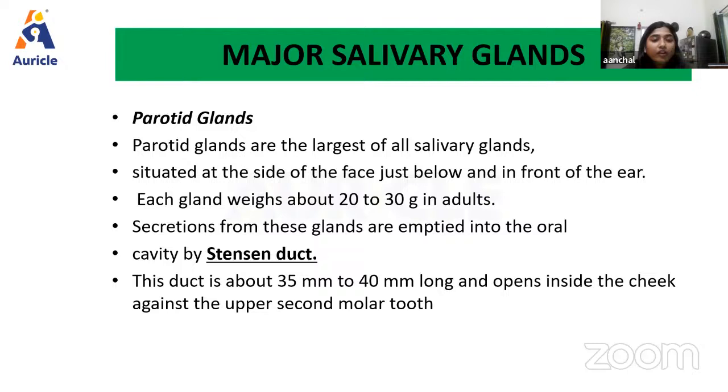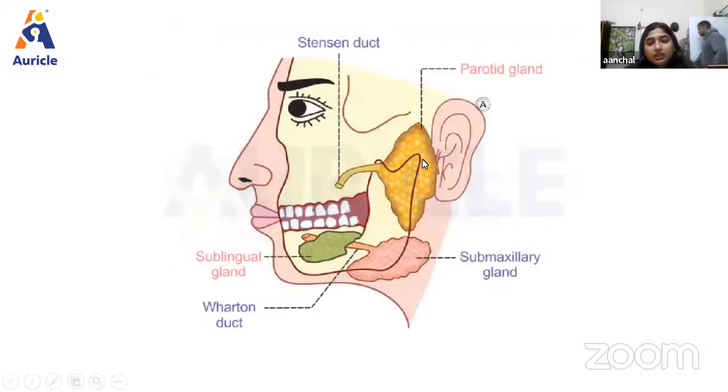First, we have the parotid gland. The parotid gland is the largest of all salivary glands, situated at the side of the face, just below and in front of the ear. Each gland weighs about 20 to 30 grams in adults. Secretion from these glands is emptied into the oral cavity by a duct known as Stenson's duct. This duct is about 35 mm to 40 mm long and opens inside the cheek against the upper second molar tooth. So here we have the location as we have discussed. This is the parotid gland.